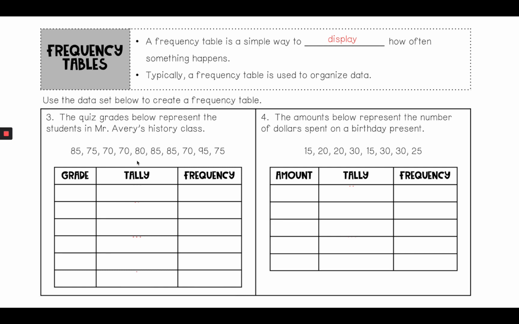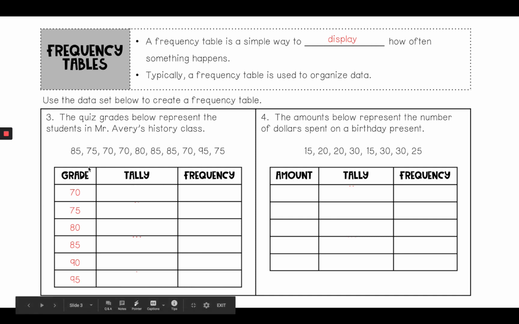So I'm going to go in numerical order and find the smallest number, which here is 70. So I would go ahead and put the grade of 70. The next smallest number was 75, and then the next smallest number is 80, and then 85, and then 90, and then 95. So I have all that information there, and now I start tallying it.